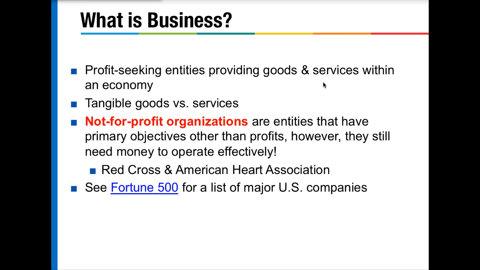Not-for-profit organizations, their main objective is to give back to the community. They are not in business to make a profit. They get the majority of their money from donations from other people, and they work using a volunteer base. For example, the Red Cross and American Heart Association. And you can go here and see a list of the Fortune 500 for a list of major U.S. companies.